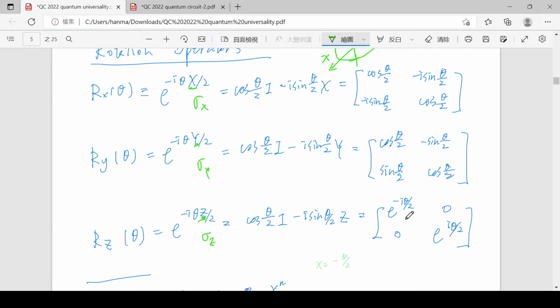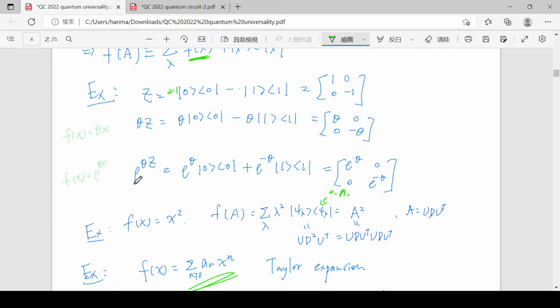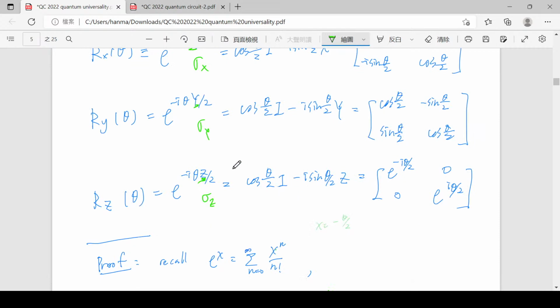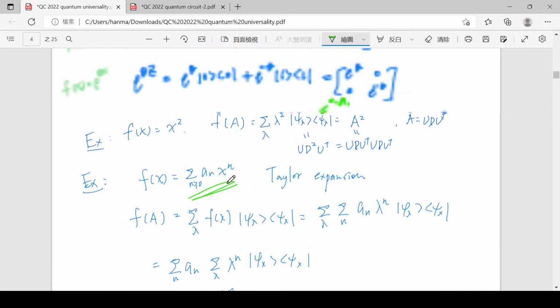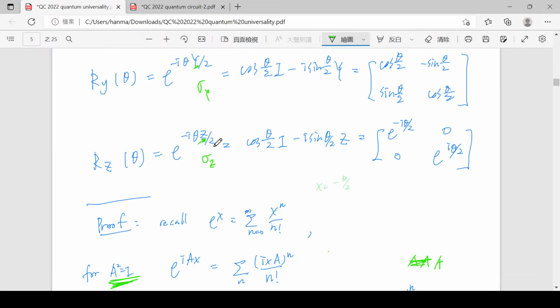So we can also do some kind of check here. You see that this is telling us what happens if we just use this kind of formula, right? Because Z is already diagonal, we can do this kind of calculation. So Z is already diagonal with entries 1 and minus 1. You put 1 here, then you get e to the minus i theta over 2, and minus 1 here, you get e to the plus i theta over 2. So that checks out, we didn't make a mistake.